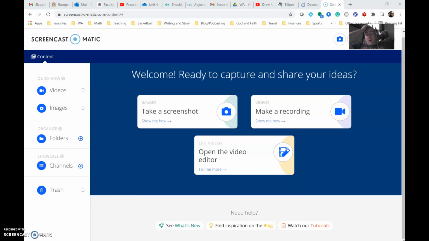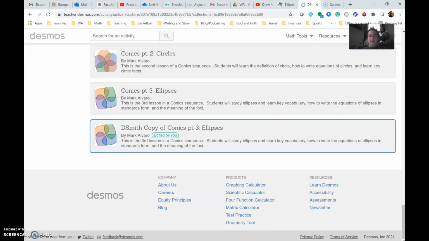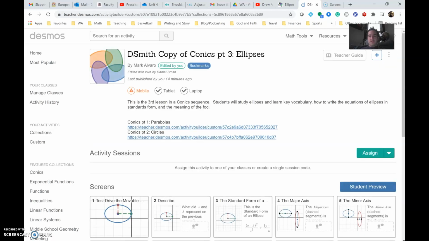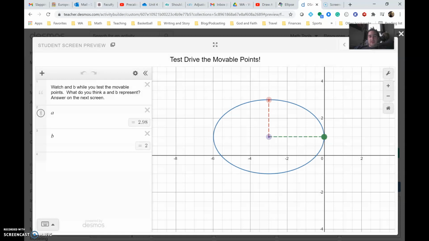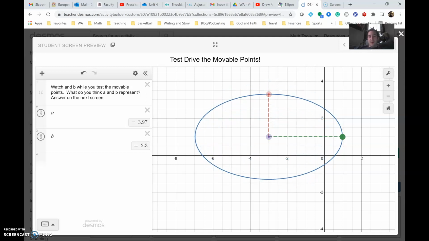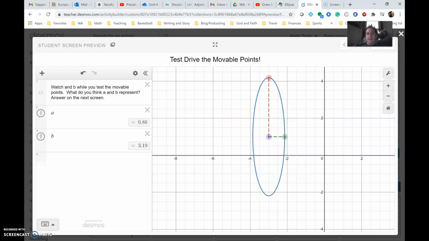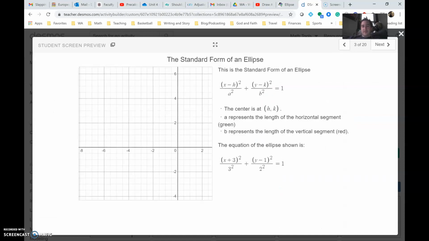I started you off with another Desmos activity where you need to explore. And listen to me, if you skipped over that and jumped straight to the video, it's your loss. Because I promise you, this Desmos activity walks you through and gives you a chance to explore what the moving parts of an ellipse do and what they might look like. You can have long horizontal ellipses like this. You can have vertical ellipses like this. It shows you what the formula looks like.